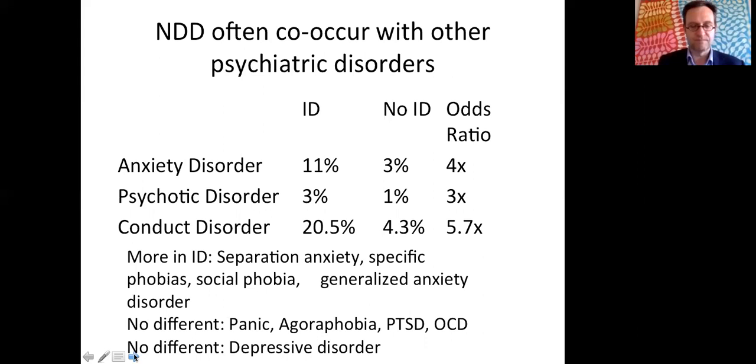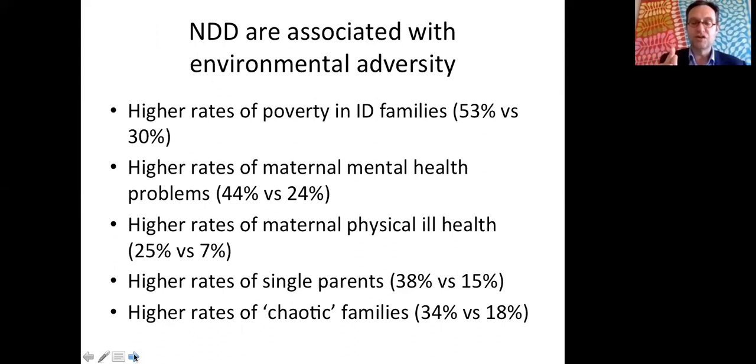To compound that, neurodevelopmental disorders are also associated with environmental adversity. The same author, Emerson, that you saw earlier on the slides, did large-scale studies in the UK and found high rates of poverty in families living with intellectual disability, high rates of maternal mental health problems, and high rates of maternal physical health problems. There are more single parents who have kids with intellectual disability. And there are high rates of what they call chaotic families, so disrupted, inconsistent families.